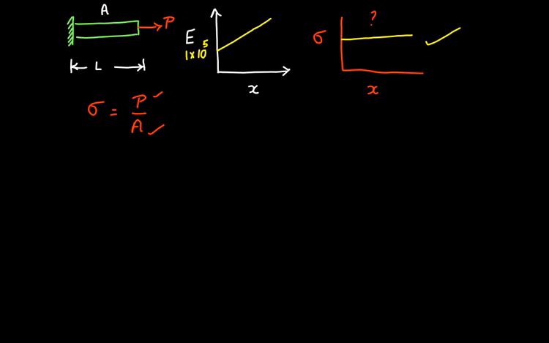Now you may argue that the stress is also given by this equation, Young's modulus times strain. Because the Young's modulus increases, what should actually happen is the strain should decrease in such a fashion that any increase in Young's modulus would be nullified by the corresponding decrease in strain to keep the value of the stress constant throughout the length of the bar. So the answer to the question: the stress remains constant throughout the length of the bar.